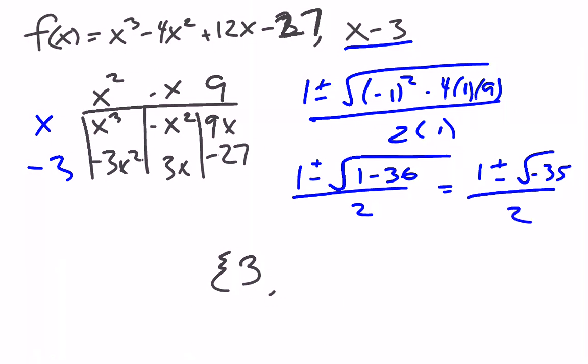And the only way I'm going to be able to simplify that is to 1 plus or minus the square root of 35i over 2. So once we get down to a quadratic, we're happy because I can always do the quadratic formula.